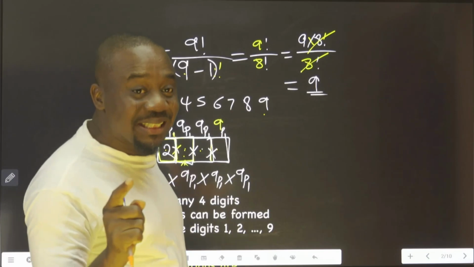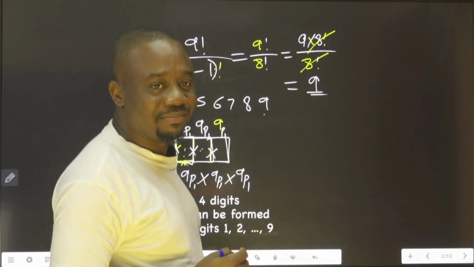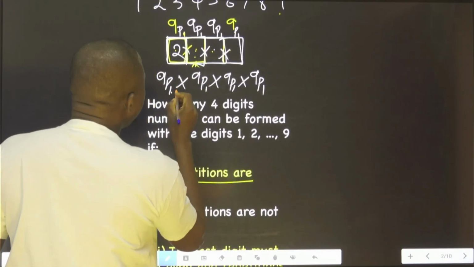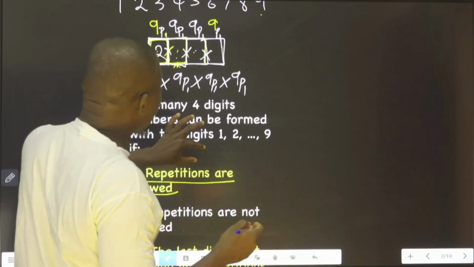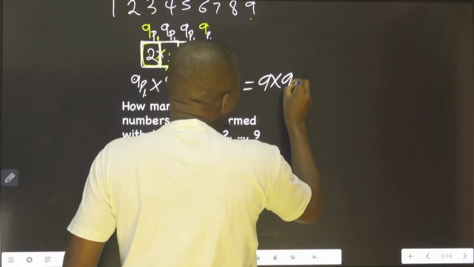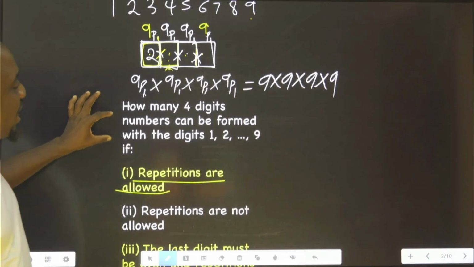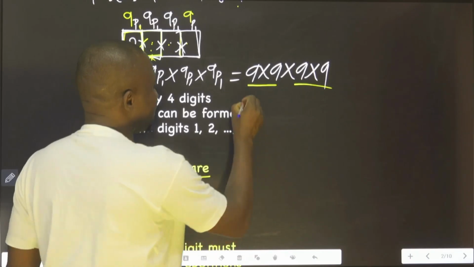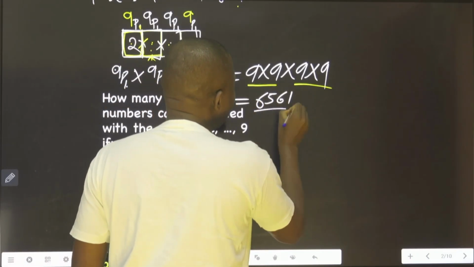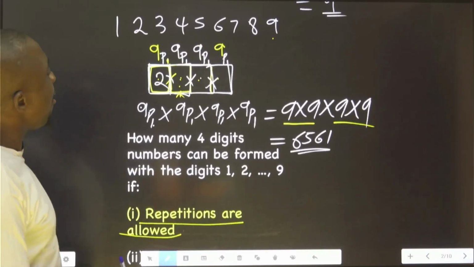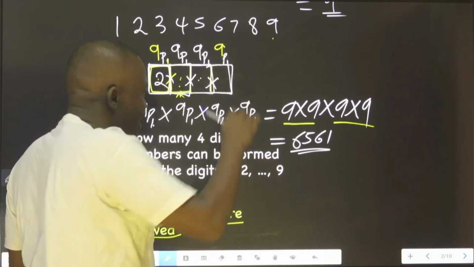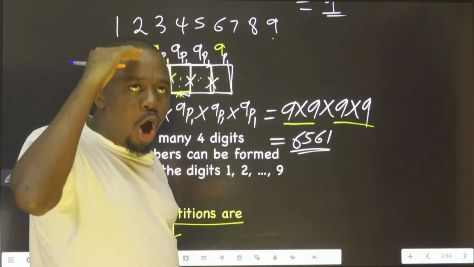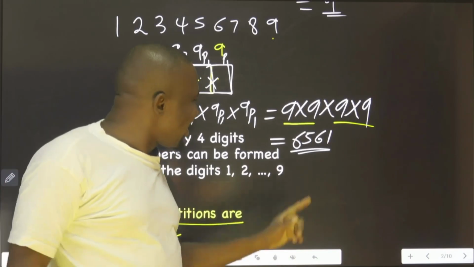9 permutation 1 means 9. Therefore, all this means 9 multiplied by 9 multiplied by 9 multiplied by 9. So what is that? It simply means 81 multiplied by 81, which is 6561. It means if you want to form 4 digits from these numbers, it's going to be 6,561 times. That is, all the numbers you're going to form will be a total of what?